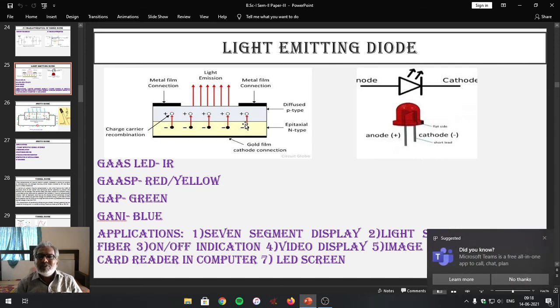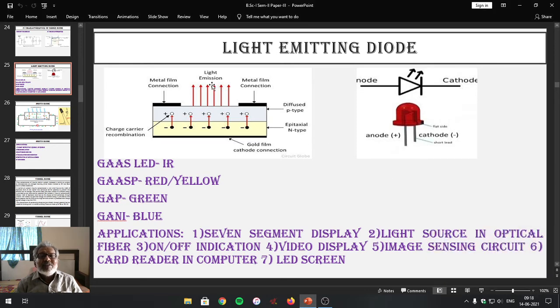What is the different process? When you forward bias the light emitting diode, electrons will move from the N region towards the junction. Holes will move from the P region towards the junction. It will reduce the depletion layer. It will reduce the barrier potential when the applied external voltage becomes equal to the barrier potential voltage or breakover voltage. Under that condition, electrons from the N region will jump from a higher energy level into a lower energy level and recombine with the hole.